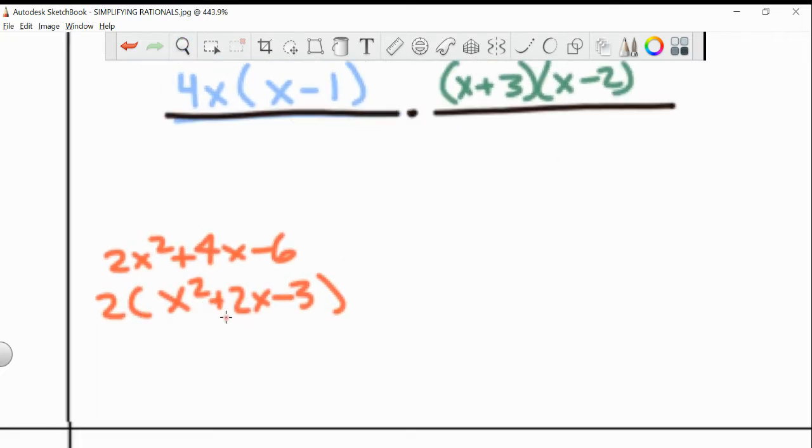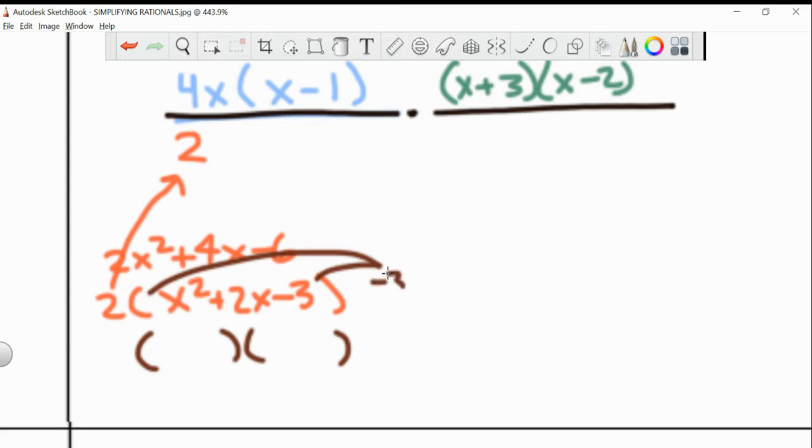Now I've got a trinomial here, right? Let me not forget my 2, so I'm going to put my 2 up there. I've got this little trinomial here. I need to do 1 times negative 3, which is negative 3. How do I make a positive 2? Right. X minus 1, x plus 3. So, x minus 1, x plus 3.